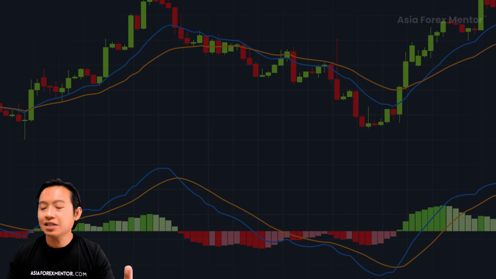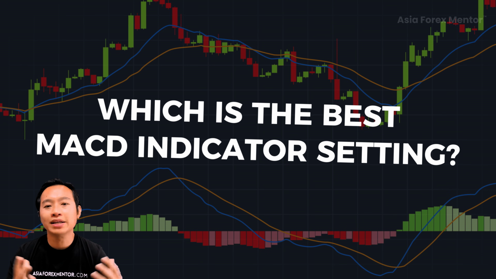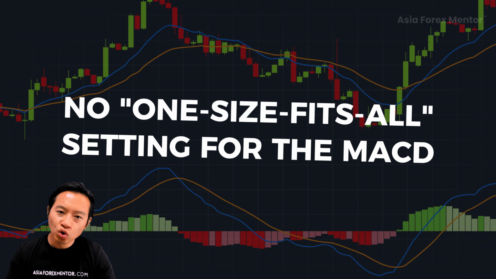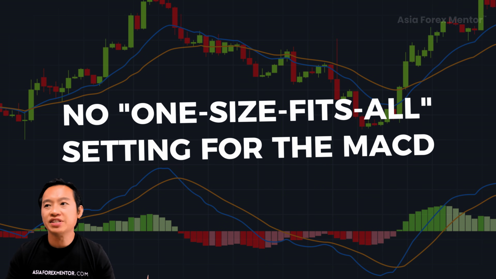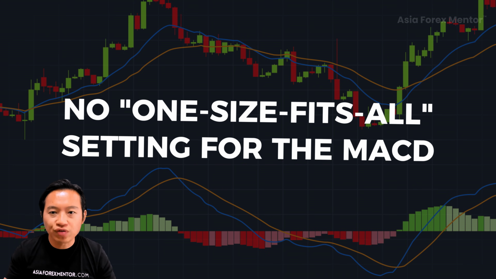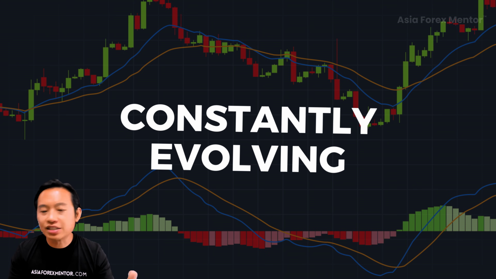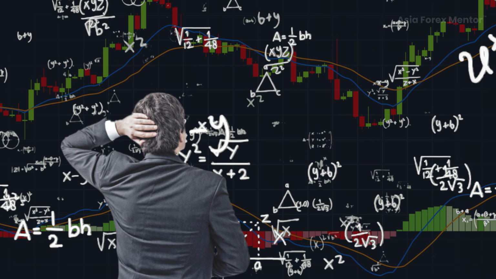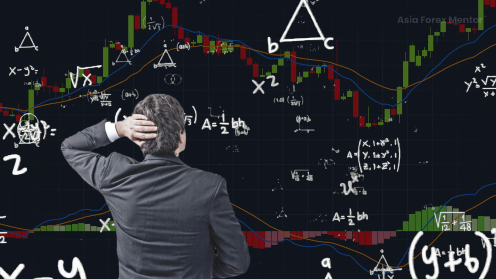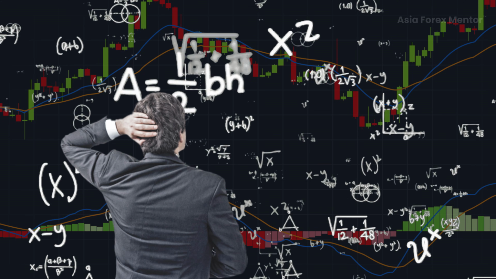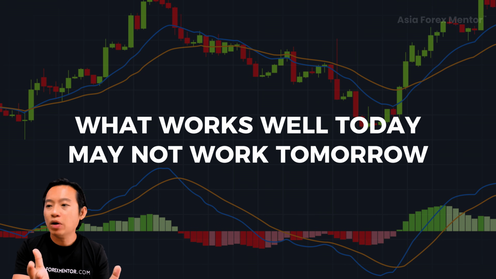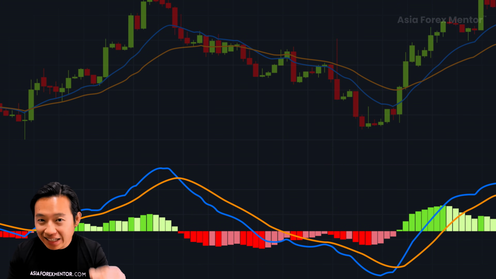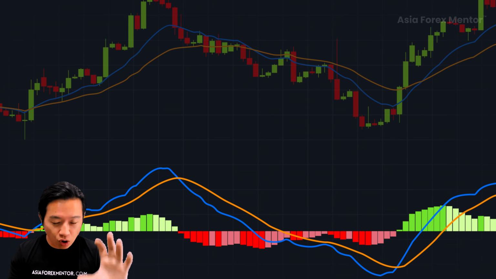Now, here's the thing. Sometimes people will say, hey Ezekiel, what is the best MACD settings? There is really no one size fits all or best approach for MACD, because the market is constantly evolving. A lot of traders try to find the perfect MACD settings, believing there's a best formula out there and that they're missing something. The truth is what may work well today may not work well tomorrow. So the key is understanding how the MACD works, the core concept.